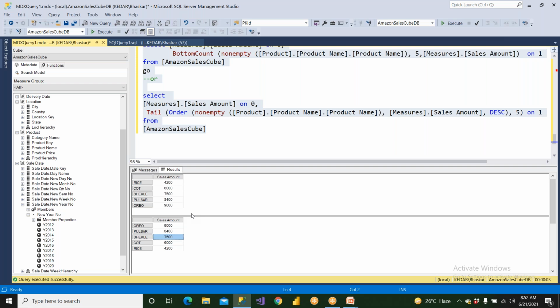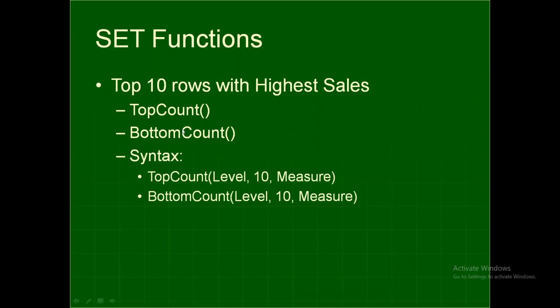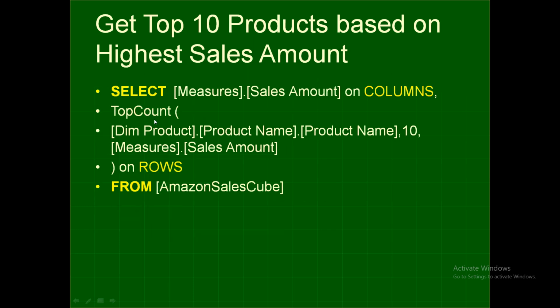So this is how you should be able to get the bottom 5 products or top 5 products, based on what you can use: bottom count and top count. Clear? These are called set functions that we can use. Instead of using order, head, tail and so on, the ready-made function is bottom count. What level of data you would like to display, on what measure you would like to sort the data, and how many rows you need. I need 5 rows or 3 rows. So you can use that.